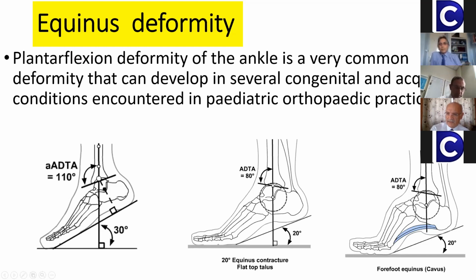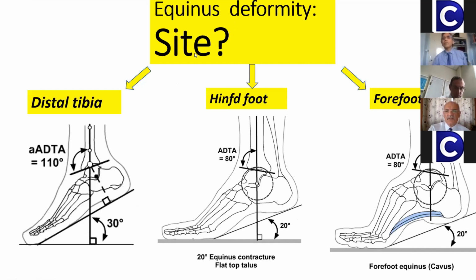You see here another equinus deformity, and you have a forefoot equinus. You see here the picture. You have a forefoot equinus, and then we need to release the soft tissues here. So you have an equinus deformity, but you have to analyze where is the center of the deformity. So where is the site of the deformity if you have an equinus? Distal tibia, hindfoot or forefoot.